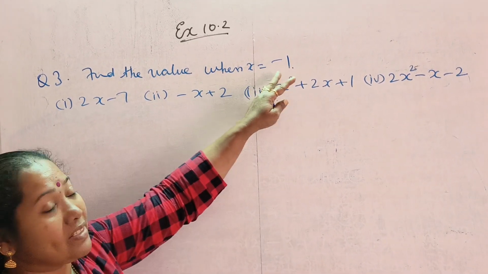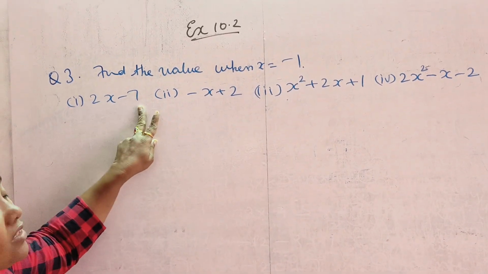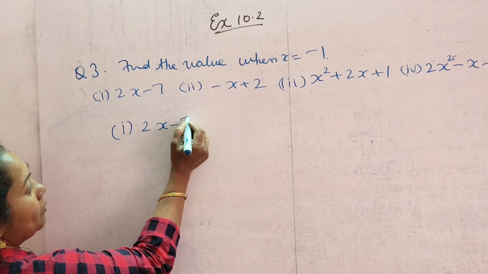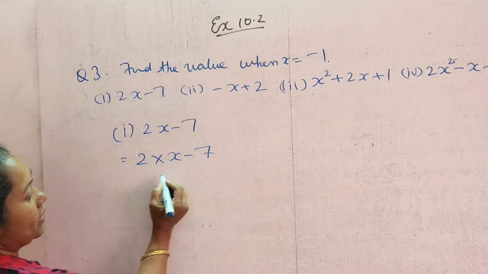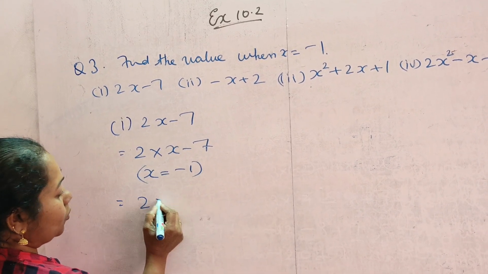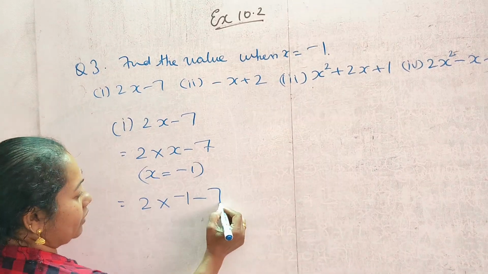The value of x is minus 1. So we have to put the value of x is equal to minus 1 in this expression. So let us see. First question, 2x minus 7. That is 2 multiply x minus 7. When x is equal to minus 1, then 2 multiply x is minus 1 minus 7.